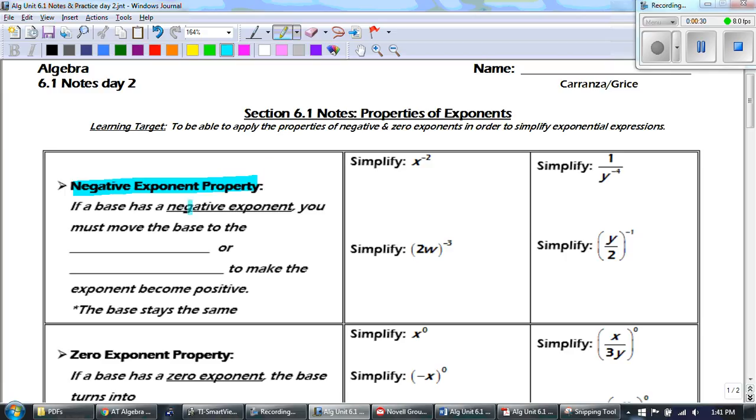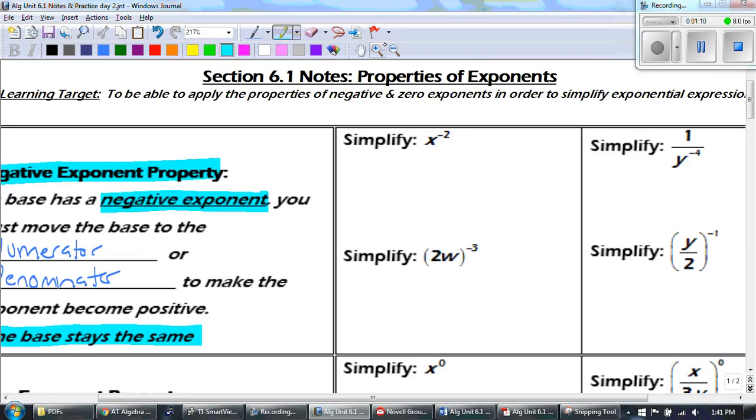If the base has a negative exponent, you must move the base to the numerator, the top, or the denominator. Hold on, trying to spell it correctly. Hopefully that's close enough. To make the exponent become positive, okay? So if your exponent's negative, drop it like it's hot. If it's already on the bottom, bring it to the top. Remember that the base stays the same, okay?